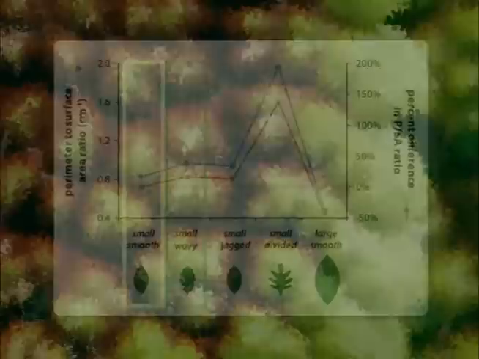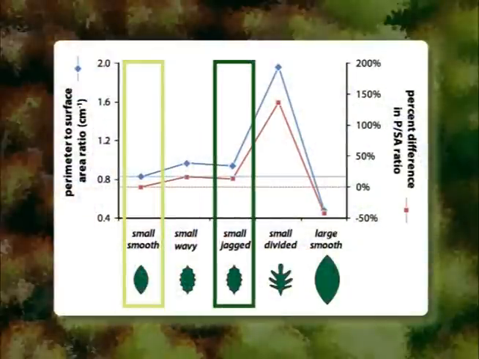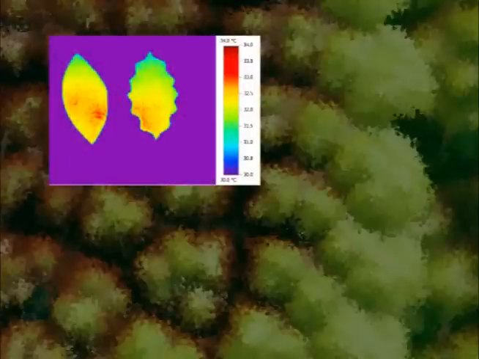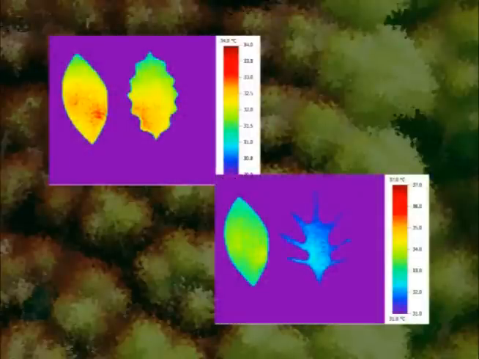We can quantify this by measuring the models' surface areas and their perimeters and taking their ratio. A large ratio means there is a high proportion of edge compared to surface. The wavy and pointy-edged leaves have slightly more edge than the smooth leaf does. The lobed leaf, on the other hand, has more than double the amount of edge compared to the smooth leaf. This is why the temperatures of the wavy and pointy-edged leaves are slightly cooler, but the lobed leaf is dramatically cooler than the smooth-edged leaf.